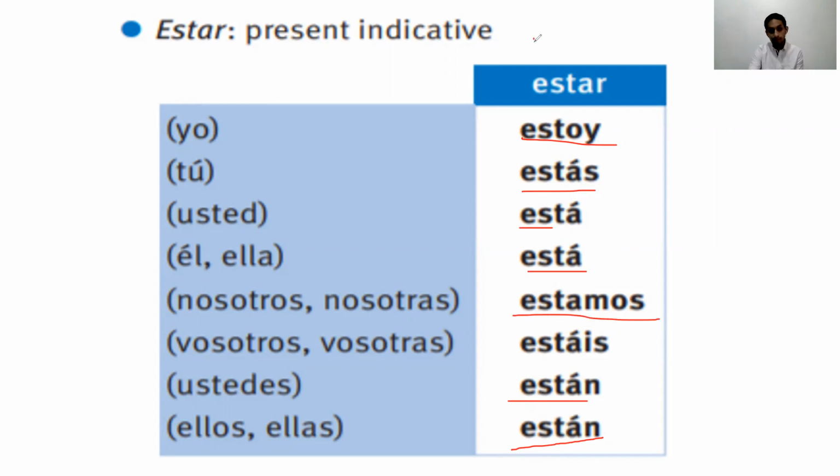Well, this is also to be. And that's why for you guys, Spanish could be a little bit complicated because in English you only have one, in Spanish we have two. So I'm trying to form this lesson to help you to identify when you can use estar or when you can use ser.